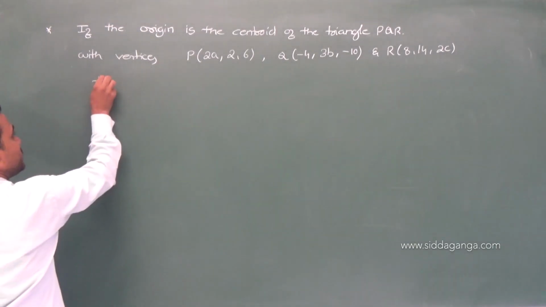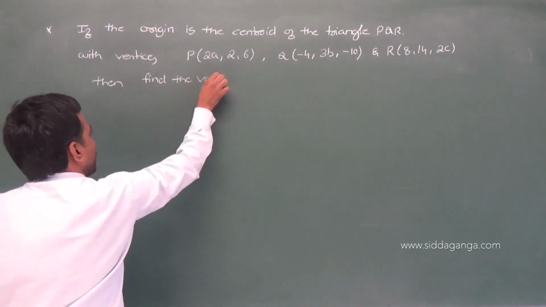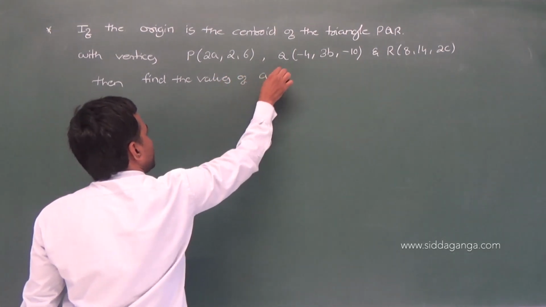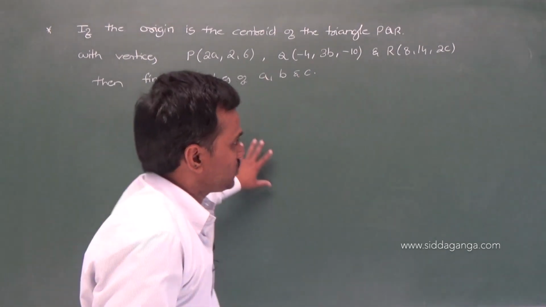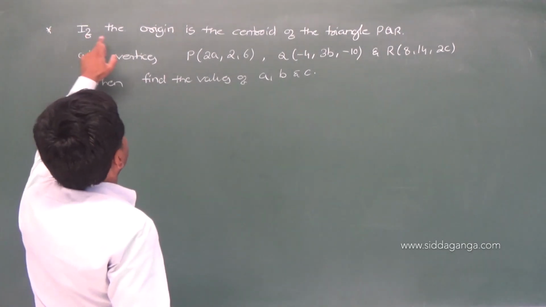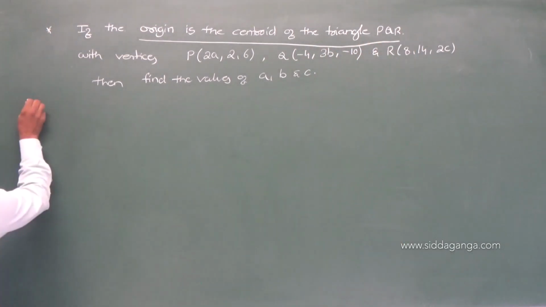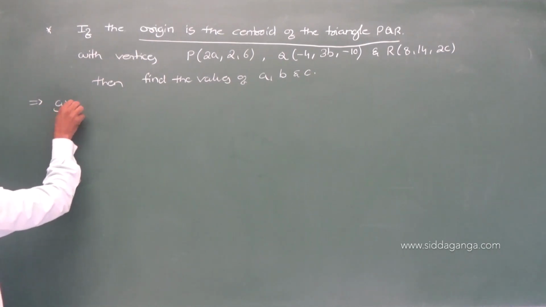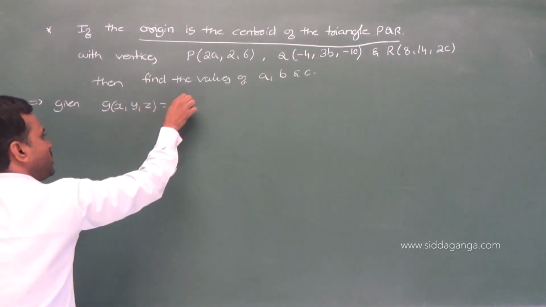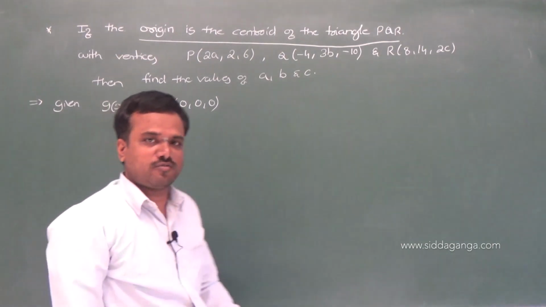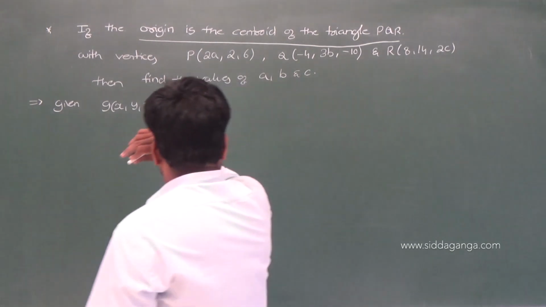Then what do we do here? Then find the values of a, b and c. Observe the problem carefully. What is given? If the origin is the centroid of the triangle PQR, that means G(x, y, z) is the centroid (0, 0, 0). You know the coordinates of the origin in space are (0, 0, 0). And the vertices are given.